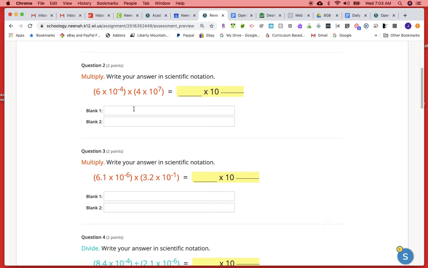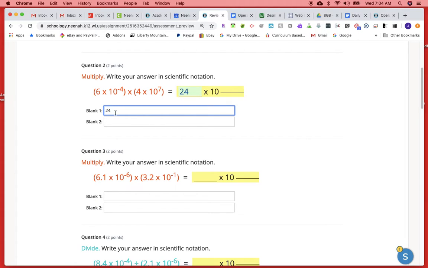All right, let's go over our answer. Multiply, write your answer in scientific notation. We have 6 times 10 to the negative 4th multiplied by 4 times 10 to the 7th. So the very first step, if you remember, we have to multiply our coefficients. 6 times 4 is 24. I'm just going to put 24 right there.